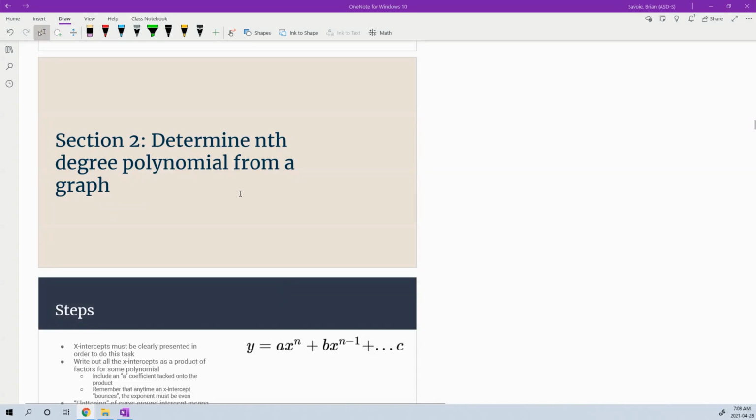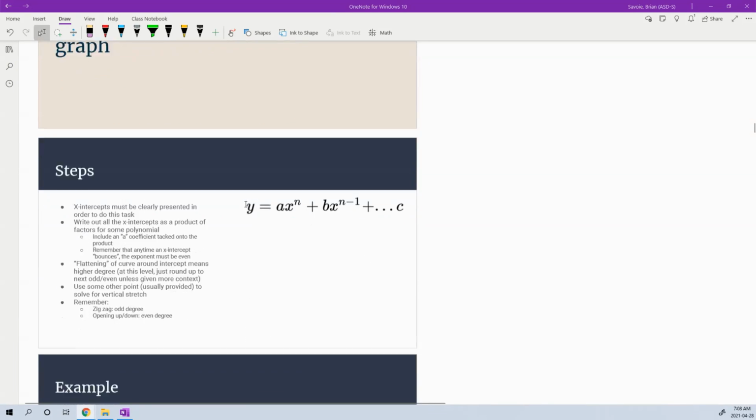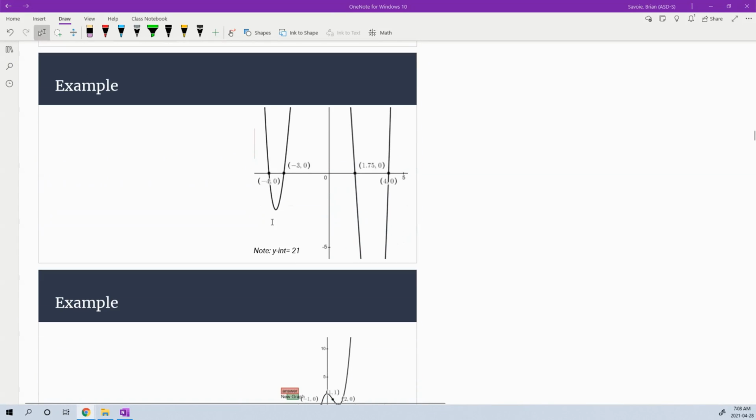Hi class, in this video we're going to be looking at how to determine the function from a graph for an nth degree polynomial. Basically what we want to do is identify what our intercepts are, and you're going to be given some other point to help find your stretch. Of course, we're just going to solve these using factored form because it's going to make our lives easier.